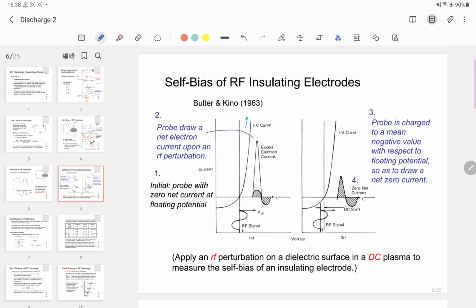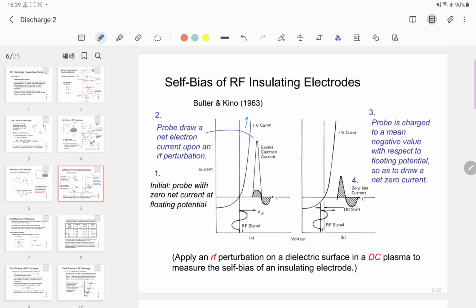The first curve in the left figure here is the IV curve. The vertical axis is the current flowing through the electrical probe, and the horizontal axis is the applied voltage. At this point, the electrical current equals 0 amp. So this is the zero net current point.